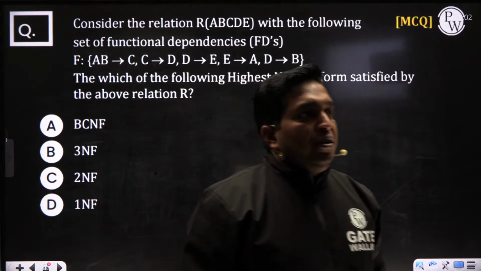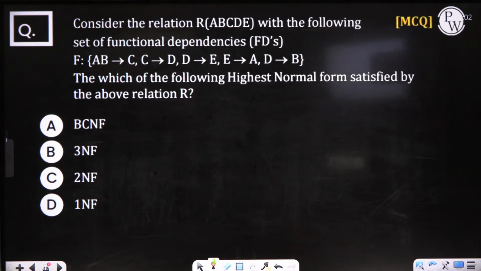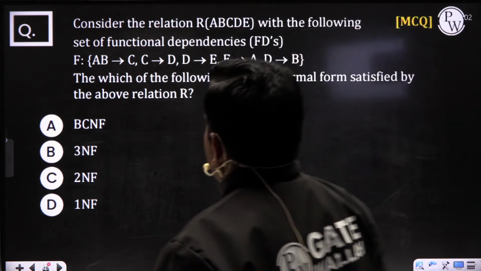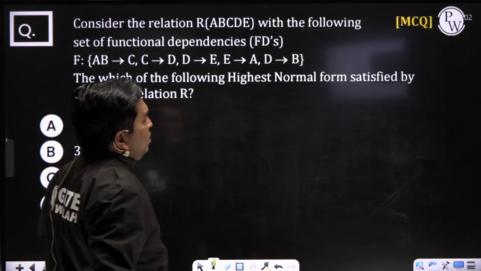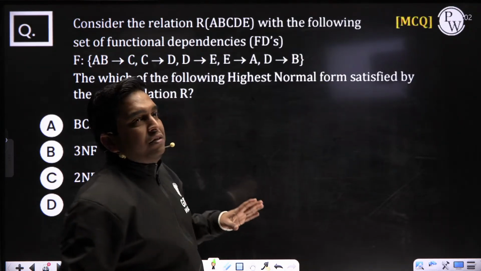Okay, do it fast. Here a relation is given: R(A, B, C, D, E) with the set of FDs: AB tends to C, C tends to D, D tends to E, E tends to A and D tends to B. And it is asking, what is the highest normal form satisfied by the above relation?